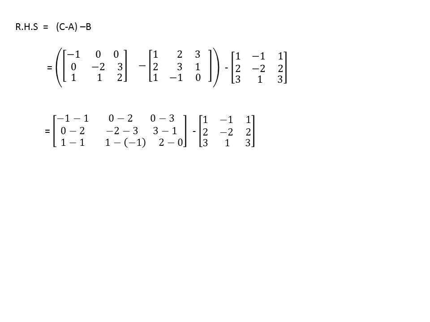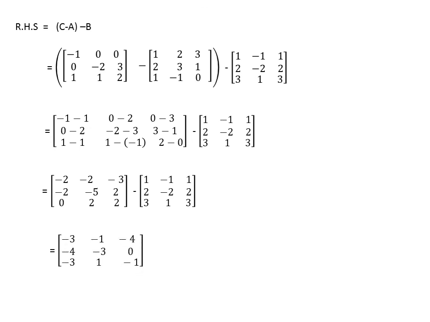Minus elements of the matrix B are written as it is. In the next step, by solving the first matrix, we will get the elements of the matrix as minus 2, minus 2, minus 3, minus 2, minus 5, 2, 0, 2 and 2. Minus elements of the matrix B are written as it is. Here, corresponding elements of both these matrices are subtracted, which will give us the matrix with the elements minus 3, minus 1, minus 4, minus 4, minus 3, 0, minus 3, 1 and minus 3. Here you can observe that left hand side equals right hand side, which is our required proof.